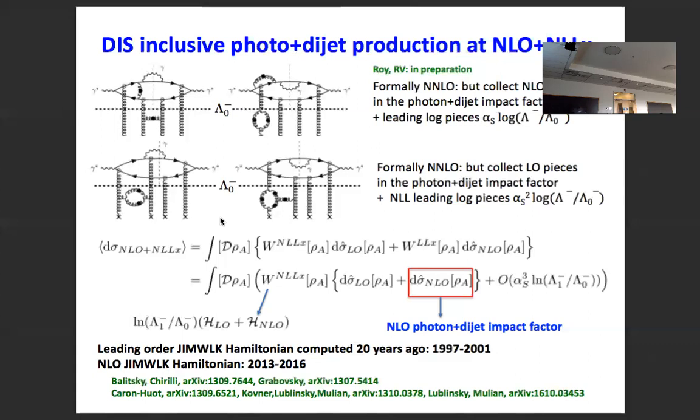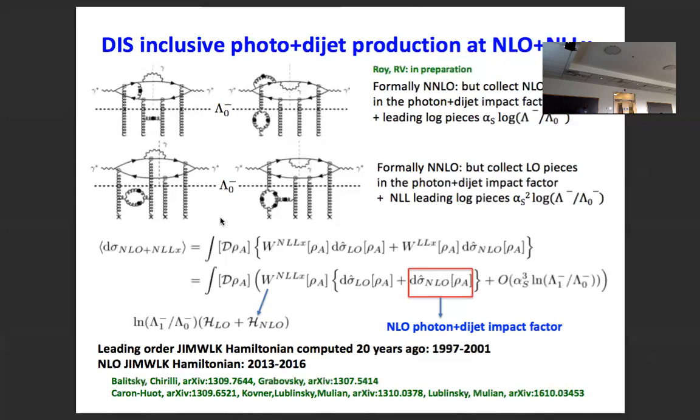And this object is obtained from the NLO JIMWLK Hamiltonian. This is the kernel which resums next to leading log, so not just alpha log 1 over x, but also alpha squared log 1 over x corrections. This is now known. The leading order Hamiltonian was computed 20 years ago, and the next to leading order one has been known for the last 5 years or so.